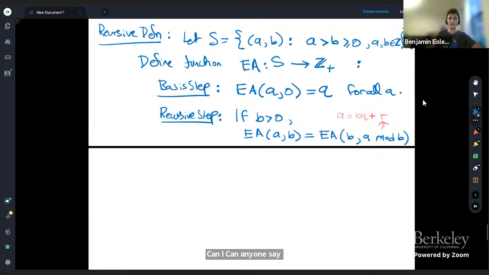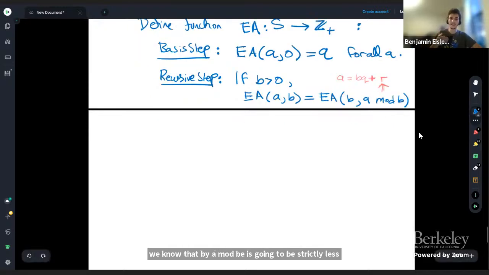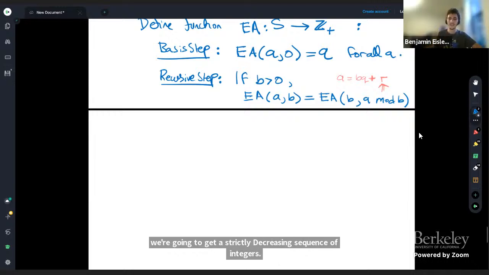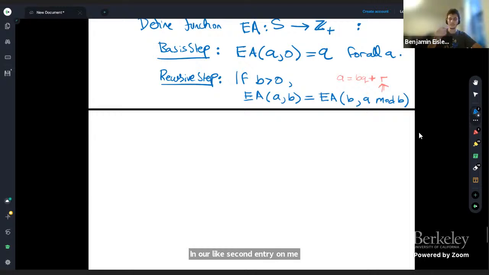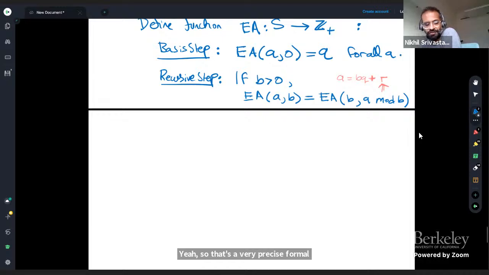We know that A mod B is going to be strictly less than B, which means that if we keep applying this, we're going to get a strictly decreasing sequence of integers in our second entry, and any strictly decreasing sequence of non-negative integers eventually hits 0. So that's a very precise formal explanation of why this is well defined.